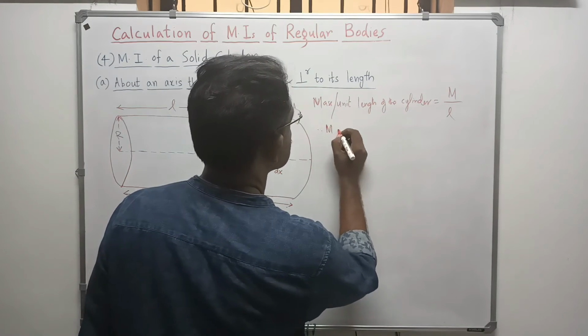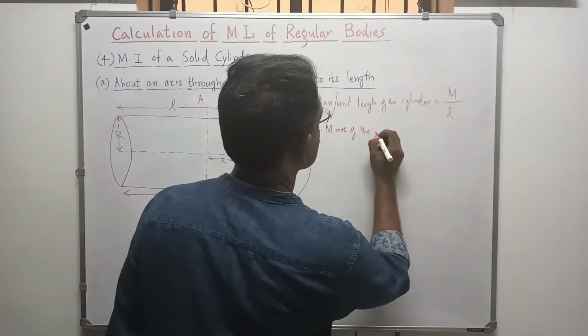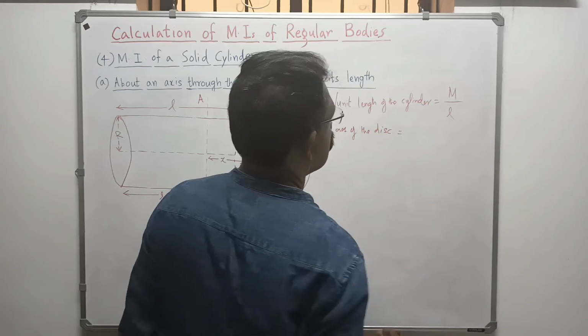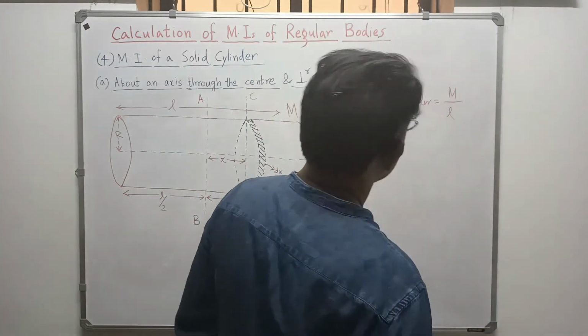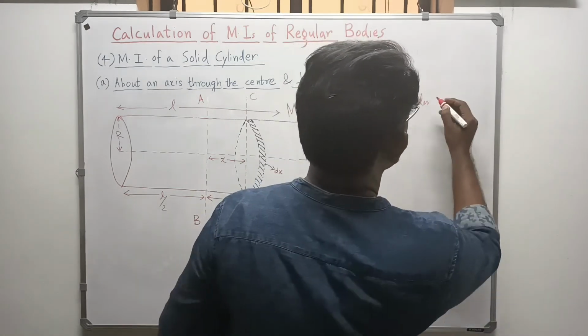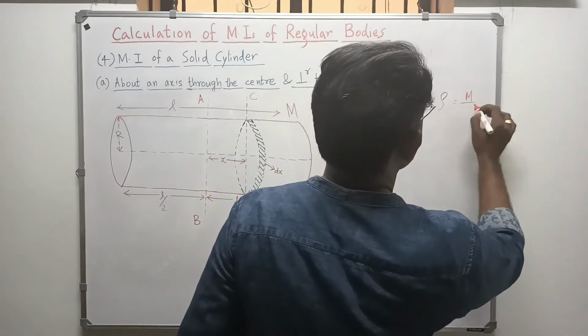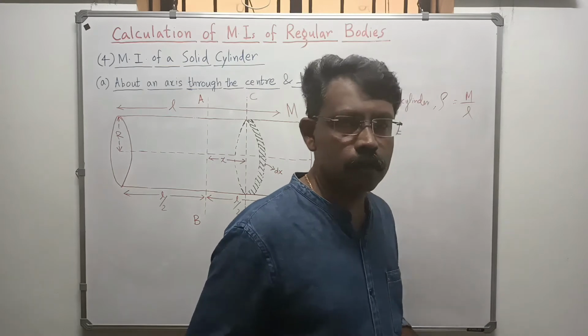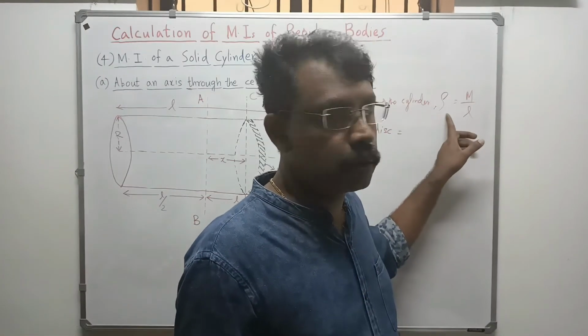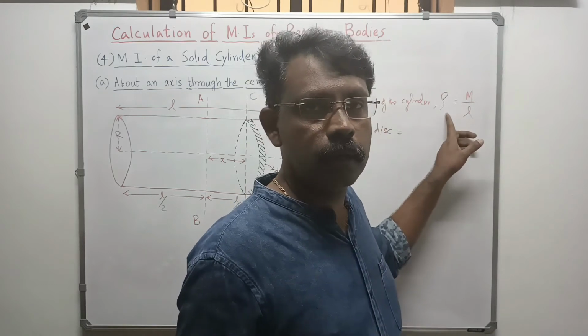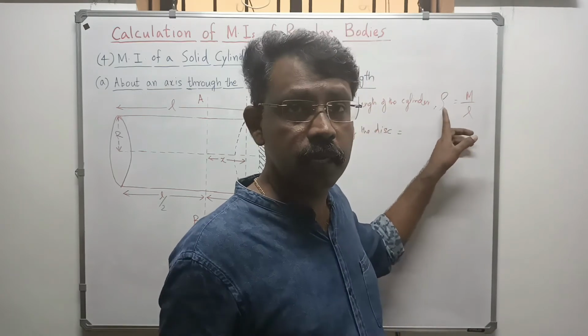Therefore the mass of the disk is, this quantity is taken as rho. Okay, this I forgot to write here. This can be taken as rho, that is m by L. This is a particular quantity which we have studied as linear density. Density is mass by volume, and mass per unit length is a quantity known in physics as linear density.